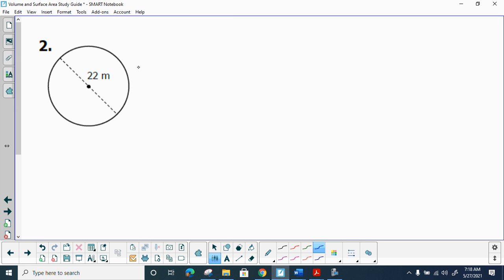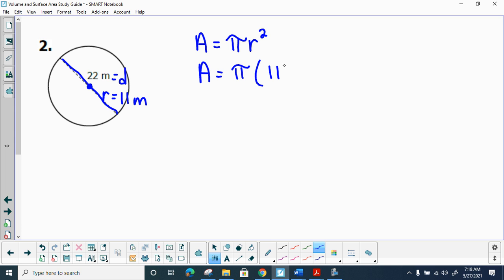Here we have a circle, and we've done circles recently. We are given the diameter, so the total distance across through the center of the circle. We need the radius for our formula. So that's going to be half of 22, which is 11 meters. Our formula, pi r squared. We're going to use the pi key on our calculator. 11 meters squared. So 11 meters squared would be 121 square meters.